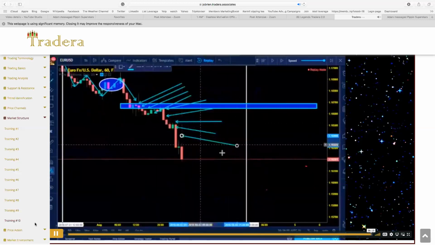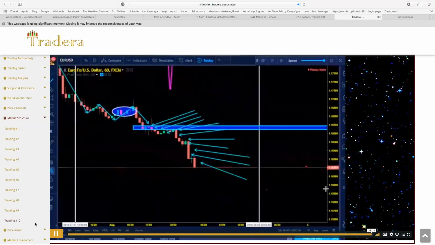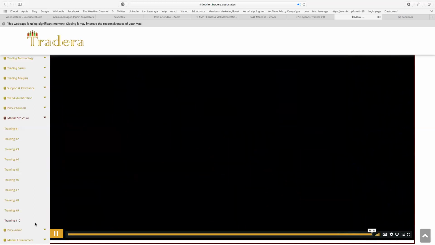What trade should you take? Guys, every candle. What's the problem?